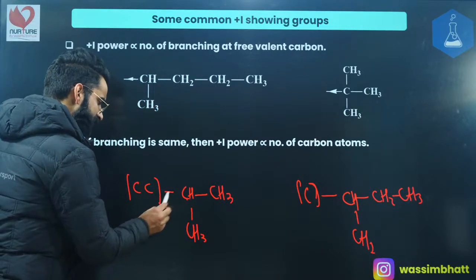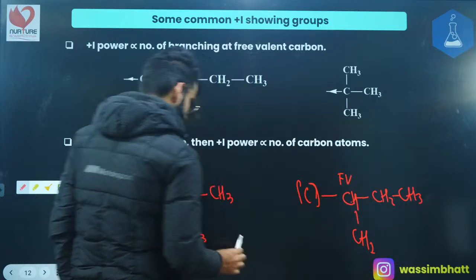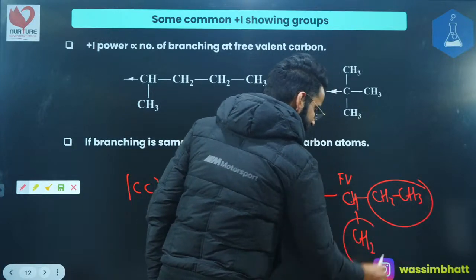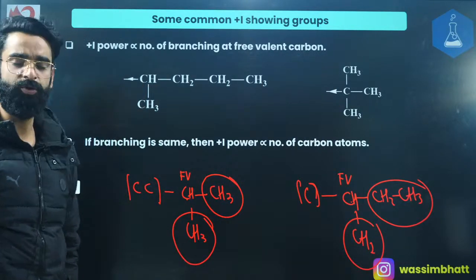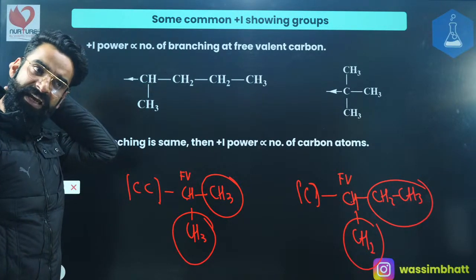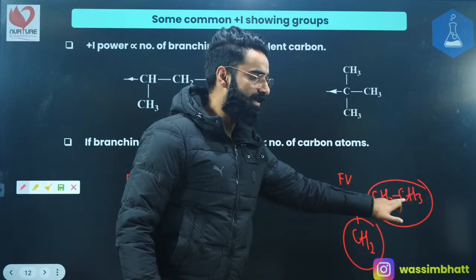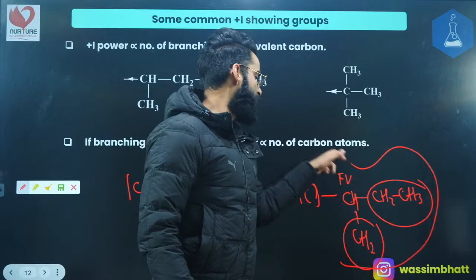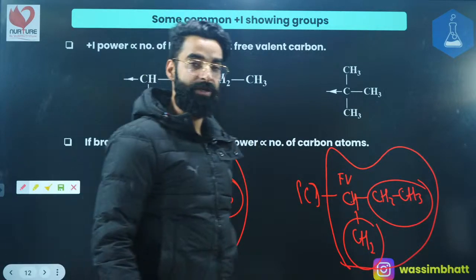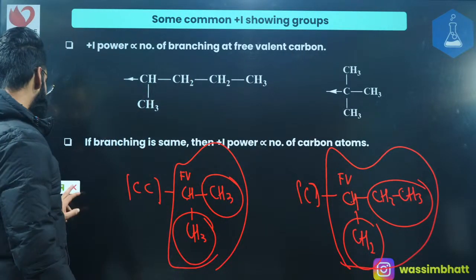This carbon is attached with the carbon chain, so it's a free valent carbon. This carbon is attached with the carbon chain, so this is a free valent carbon. Is the branching same? Two branches? Absolutely two branches, right? If the branching is same, then which one among the two will show more plus I power? When the branching is same, then you decide the plus I power on the basis of the number of carbon atoms. Number of carbon atoms in this chain is greater, so this complete group will show more plus I power as compared to this complete group. Do take a note of this thing as well. This is again important. If branching is same, then plus I power is directly proportional to the number of carbon atoms, right?